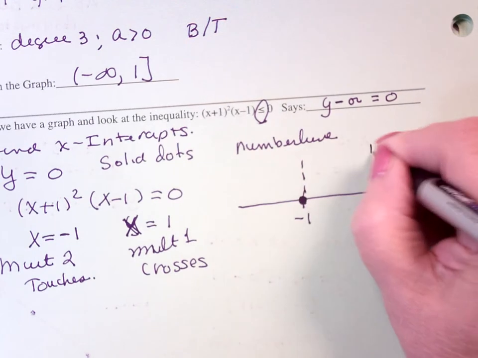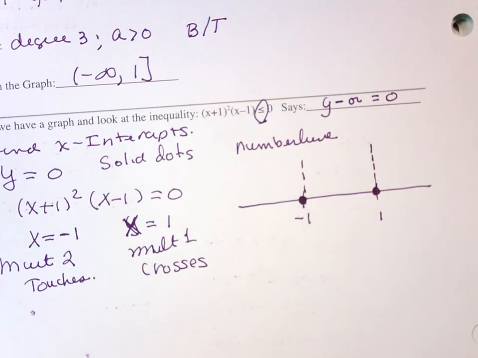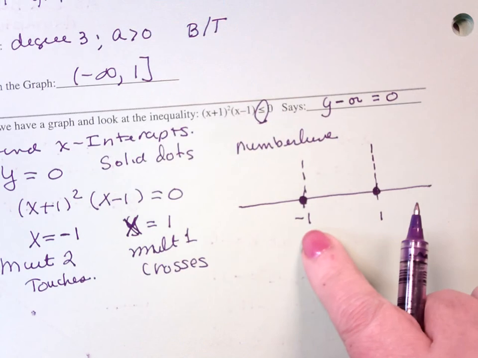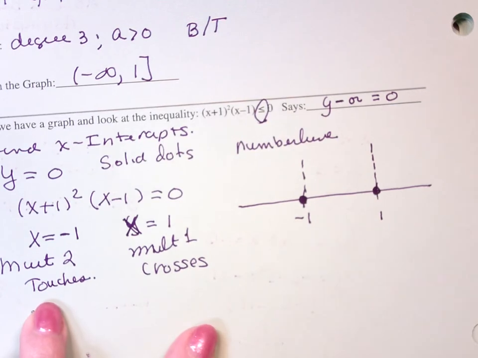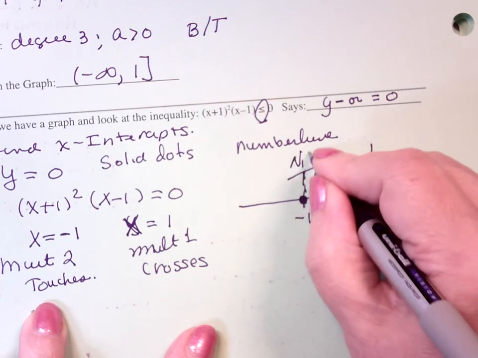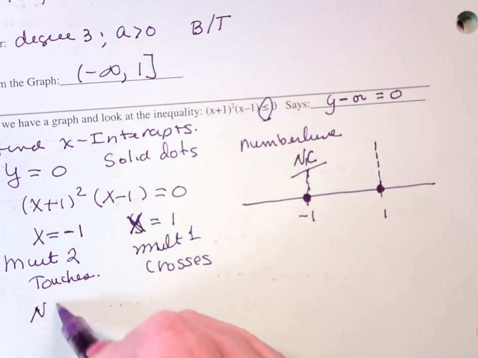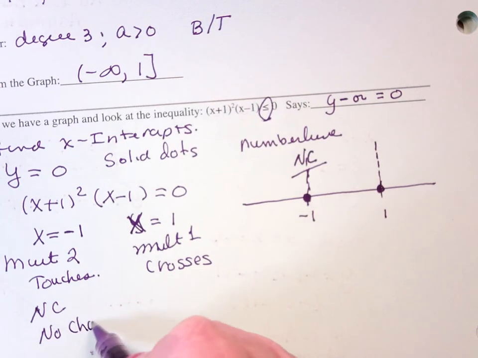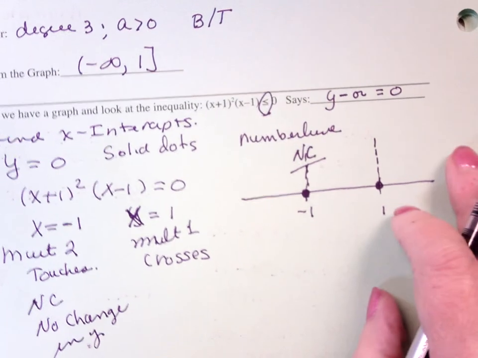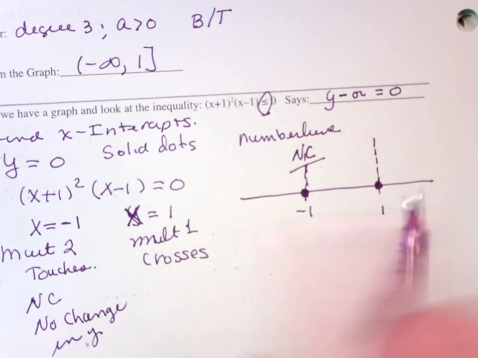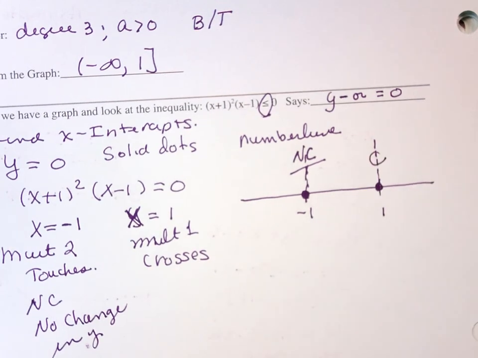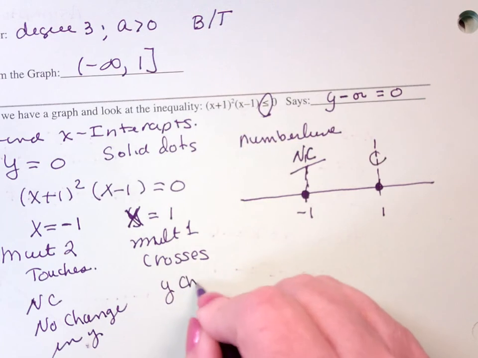This takes my number line and breaks it up into 3 pieces, where either y is positive or y is negative. At negative 1, I notice that the graph touches. If the graph touches, there is no change in sign. So NC means no change in y. So if y is negative, it stays negative. At 1, the graph crosses, and that means that y changes sign.